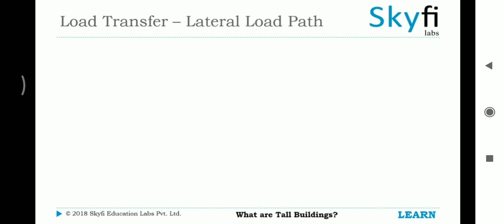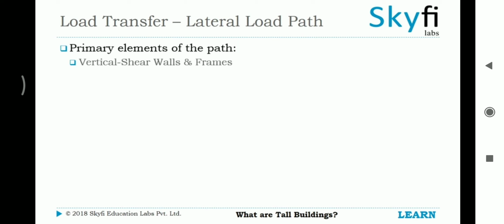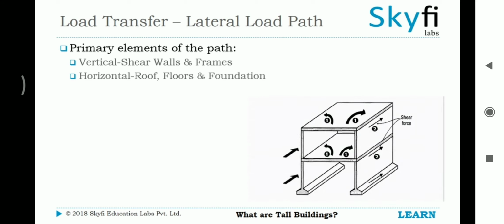The lateral load path is for the transfer of loads acting sideways, like wind loads and earthquake loads. The primary vertical members bearing the lateral loads are shear walls and frames, whereas the horizontal elements are roof and floor slabs and foundations. Note that, in framed structures, shear walls, unlike partition walls, are load-bearing walls, which receive lateral forces from slabs and transmit them to the foundations.